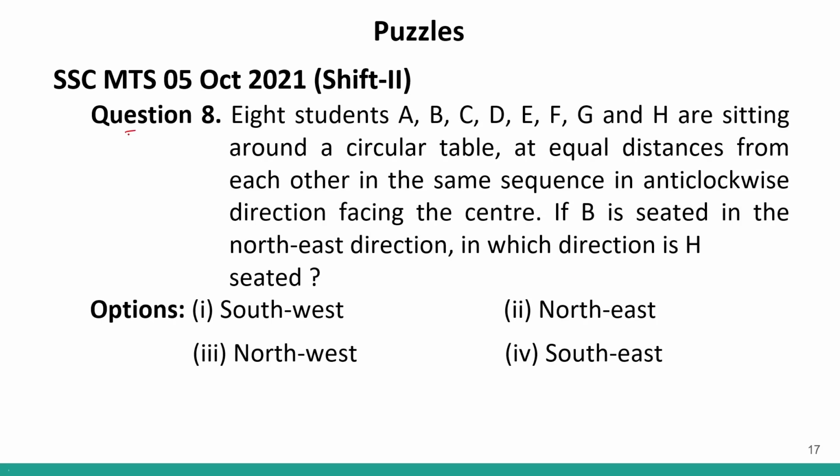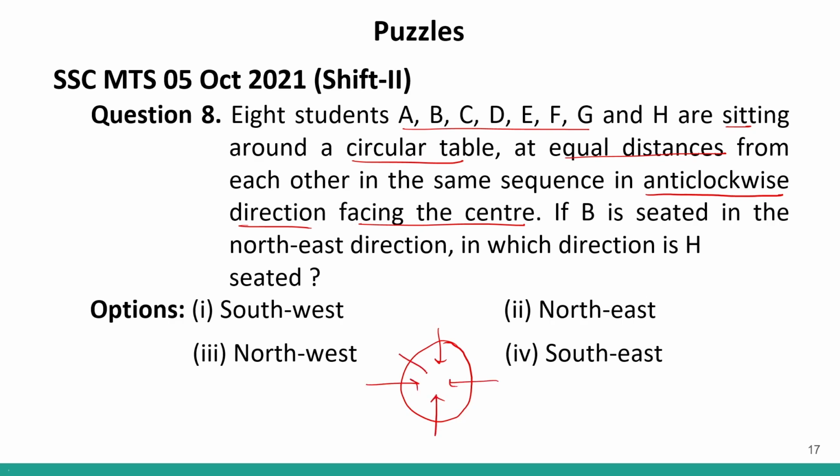Coming to question 8. 8 students are sitting at a circular table equidistant from each other, in the same sequence in anti-clockwise direction, facing the center. So again, same concept of anti-clockwise direction. So we have how many people? Let me draw it over here. We have 8 students, right? So 1, 2, 3, 4, 5, 6, 7, 8.